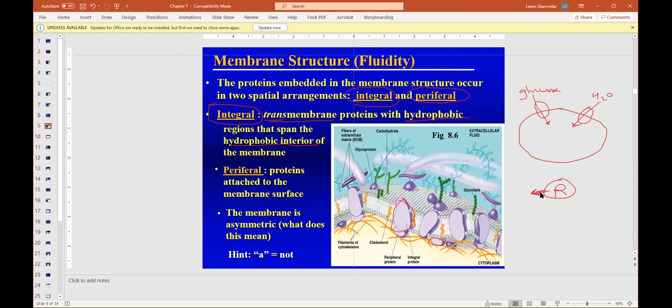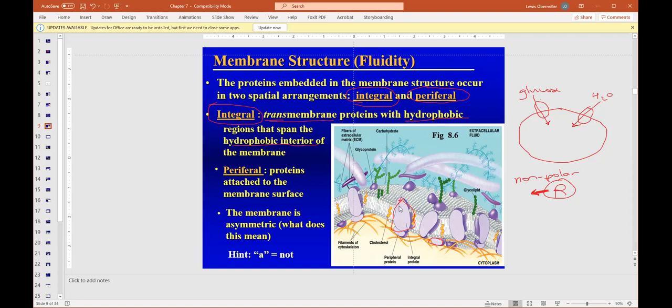Remember, like dissolves like. So what's the inside of the membrane? Is it polar? Non-polar? Yes, non-polar. Because the inside of the membrane is non-polar, it's hydrophobic. So that's how it's able to go through here.